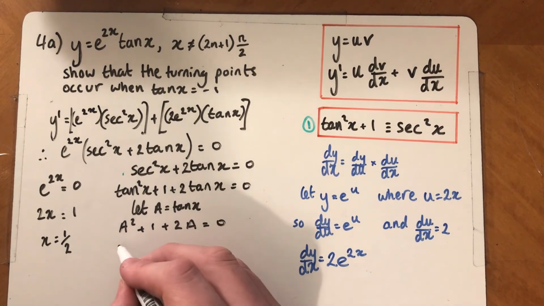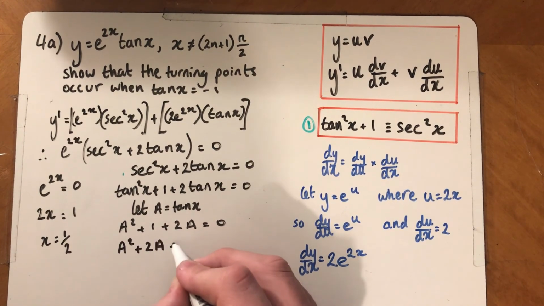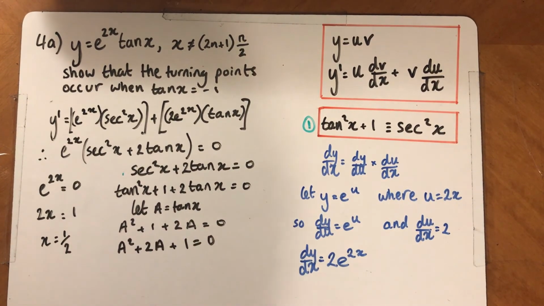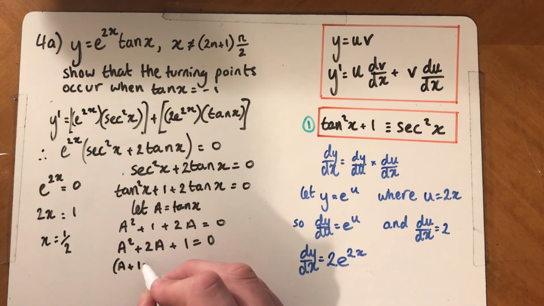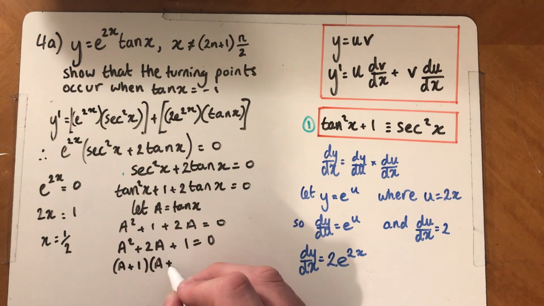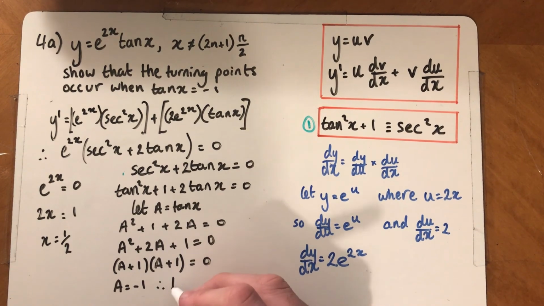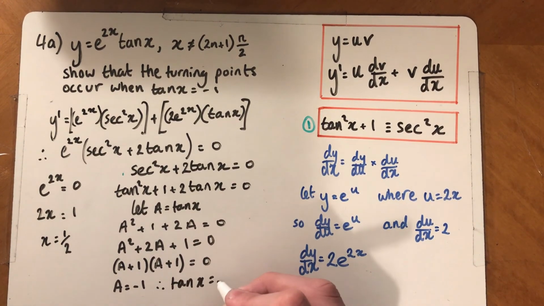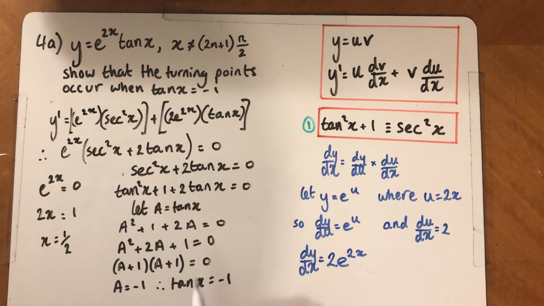Now I can just rearrange this, and you should be aware of the fact that this is a quadratic equation now. So I can factorize this quadratic equation, and it factorizes quite easily. It's simply a plus 1, a plus 1. So a is equal to minus 1, and because a is tan x, we can therefore say that tan x is equal to minus 1, just like in the question.